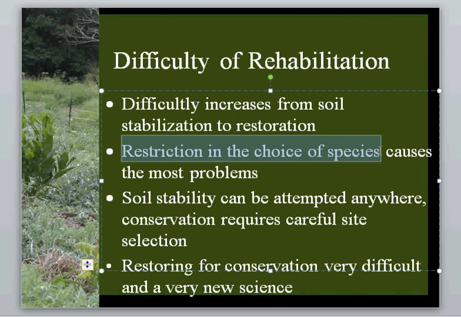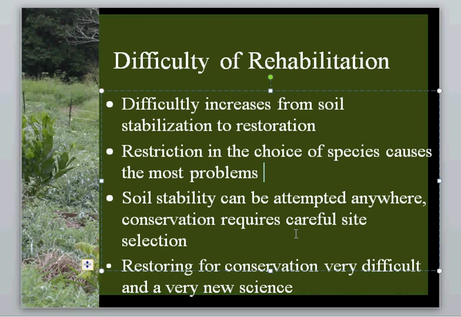Soil stability can be attempted anywhere, but conservation requires careful site selection. Restoring for conservation is very difficult, and as I said, hasn't really been attempted by humans until the last couple of decades, when habitat destruction and degradation has meant that ecosystems or habitats need to be provided for species which no longer have their habitat left.